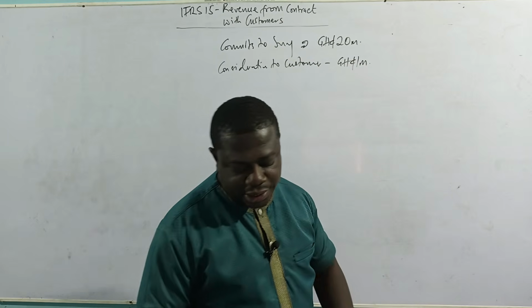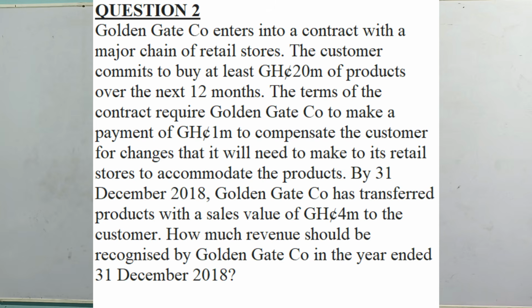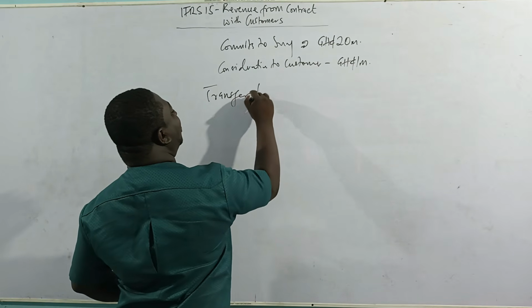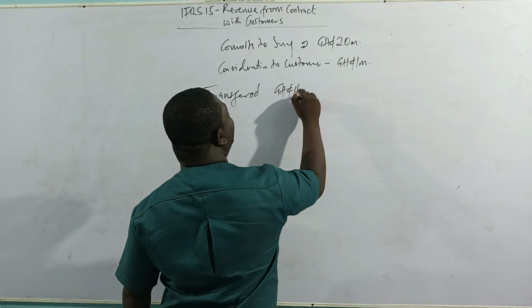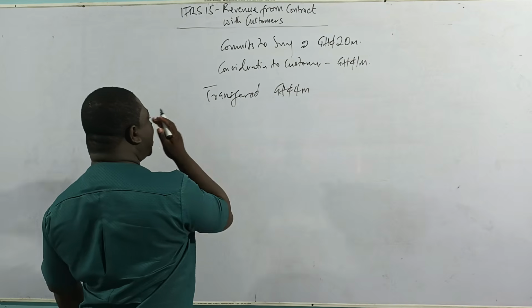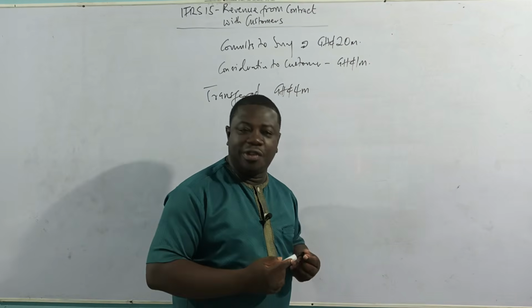But let's read and see. By 31st December 2018, Golden Gate Co. has transferred products with a sale value of 4 million to the customer. How much revenue should be recognized by Golden Gate in the year ended 31st December 2018? Now, so they have actually transferred 4 million worth of goods by the year end. So how much should they, Golden Gate Company, recognize as revenue for the year?